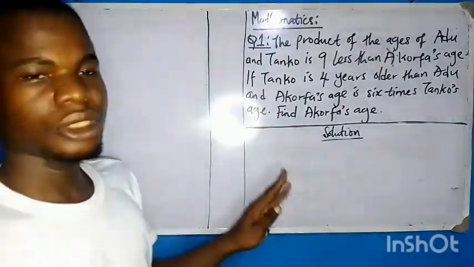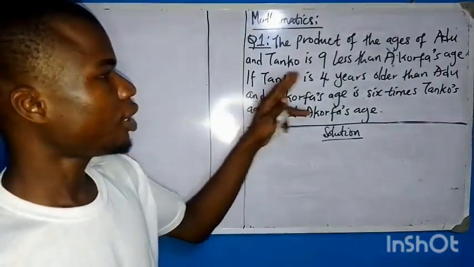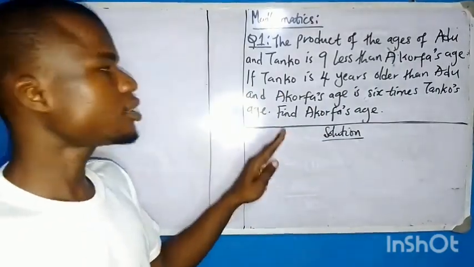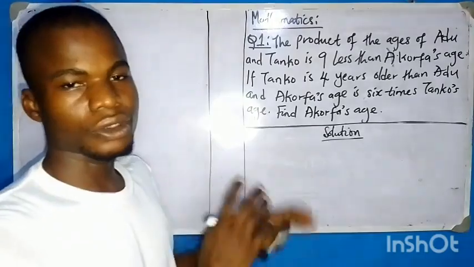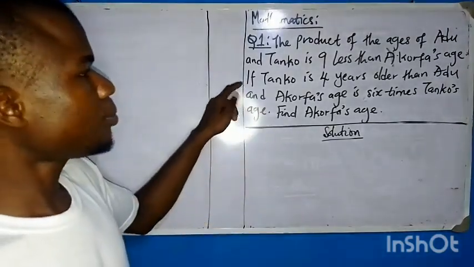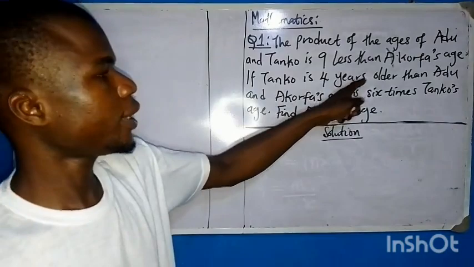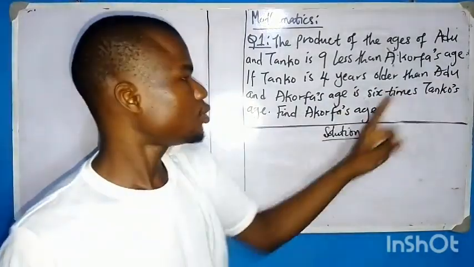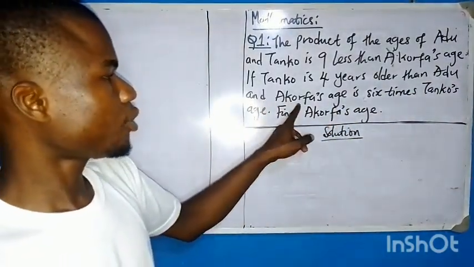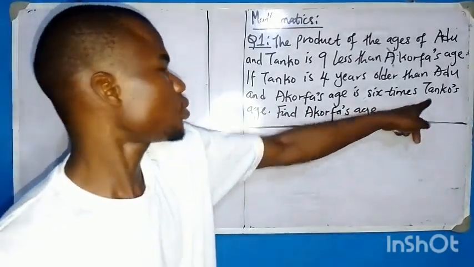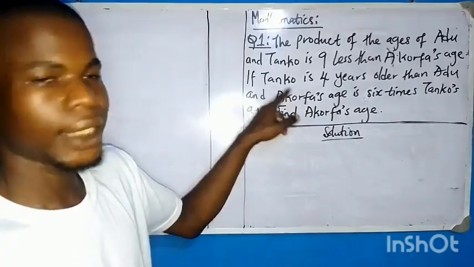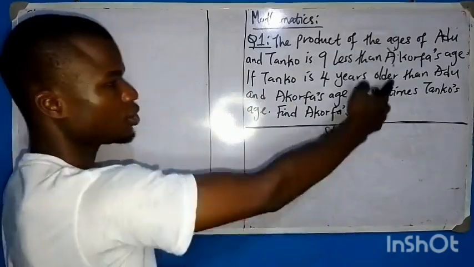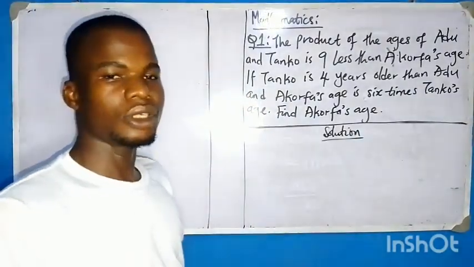So we have three persons here. We have Tanko, we have Adu, and we have Akofa. So we start with detecting who the youngest person is amongst the three. So let's look at this part. If Tanko is 4 years older than Adu, that shows that Tanko is older than who? Adu. And then we are told that Akofa is 6 times Tanko's age, to show that Akofa is older than Tanko, and Tanko is older than what? Adu. So Adu is the youngest here. So we assume the youngest age.